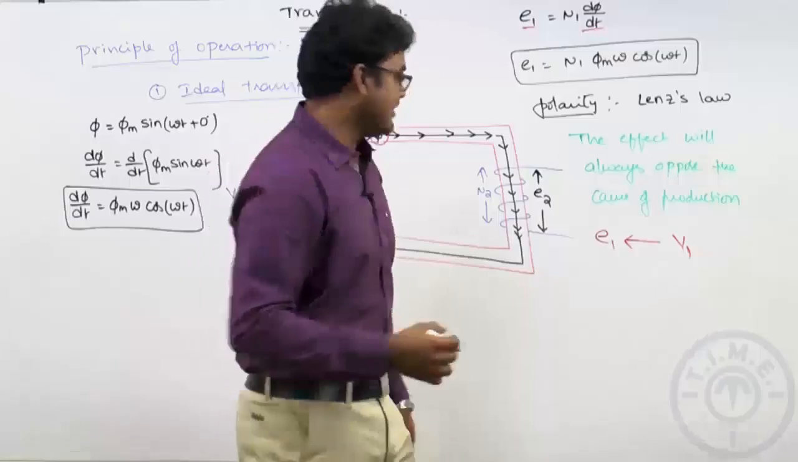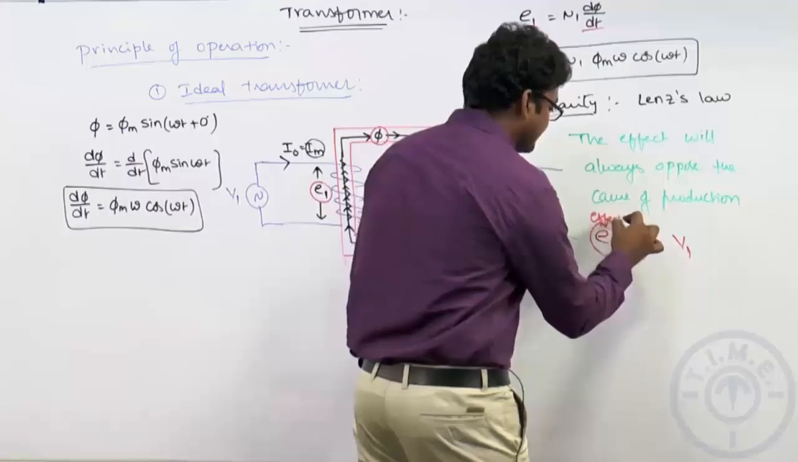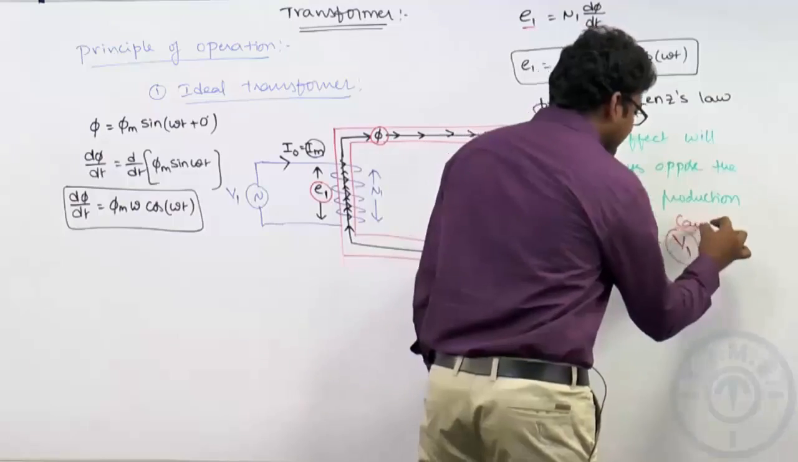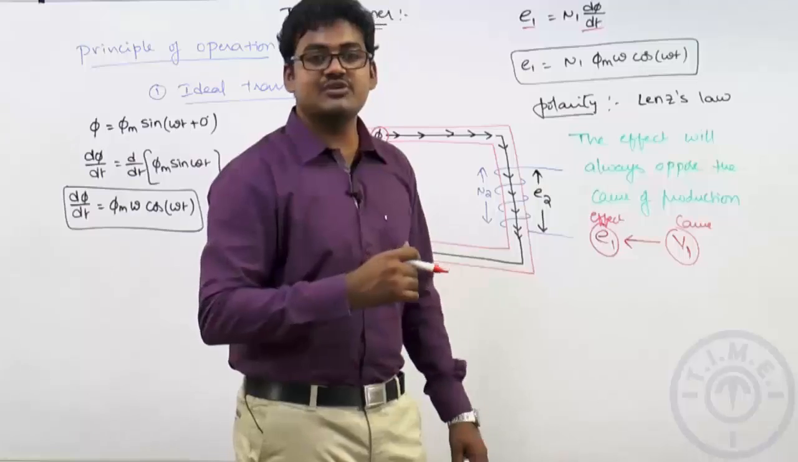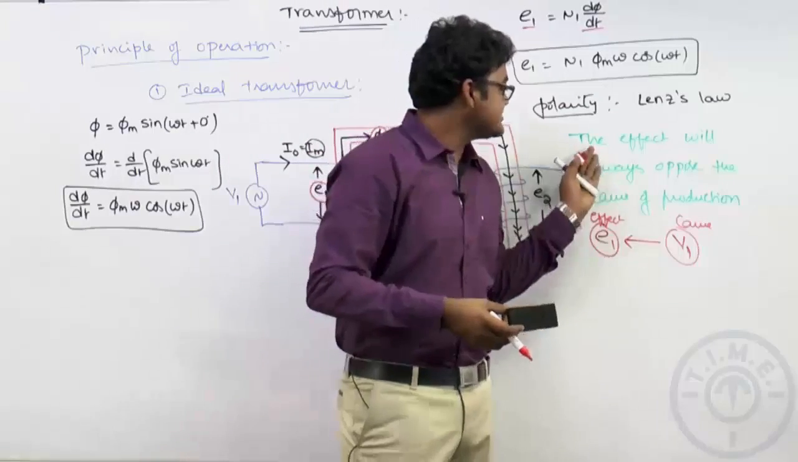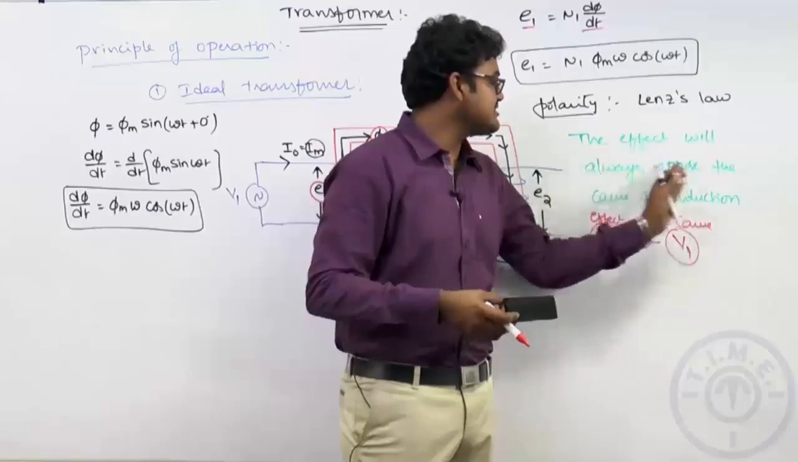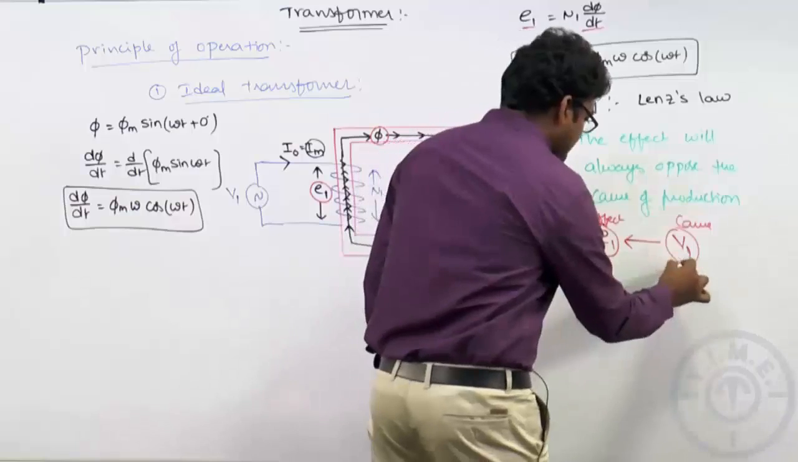Therefore, what will happen according to Lenz's law? This is the effect that we have, and this is the cause for the production. According to Lenz's law, there must be an opposition between the two. Why? Because it states that the effect will always oppose the cause of production. So there will be an opposition between the two.